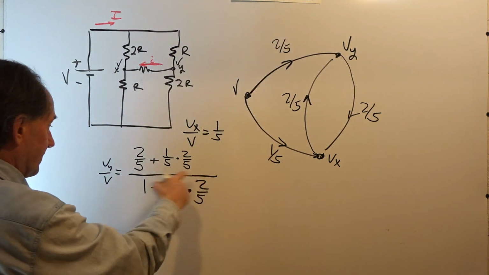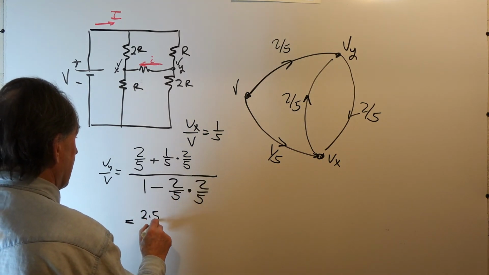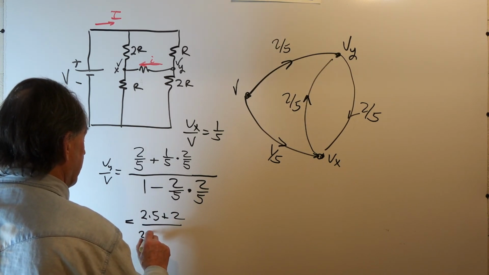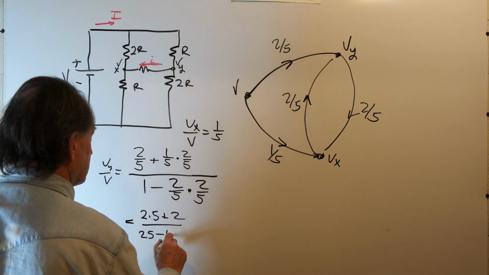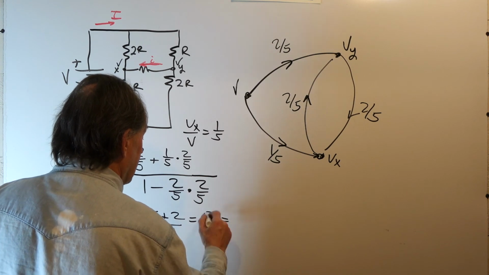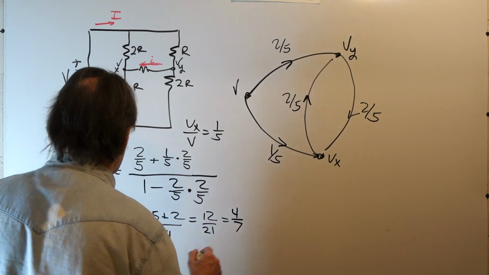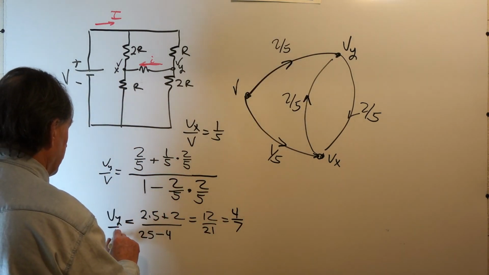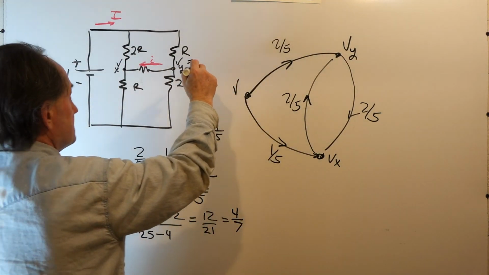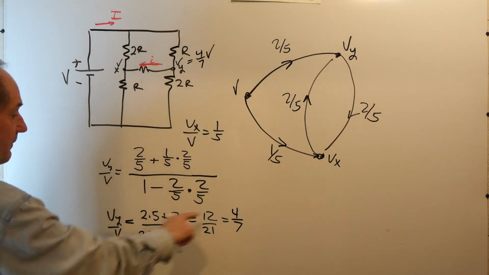So if we multiply numerator and denominator, say through by 25, we have 2 times 5 plus 2 over 25 minus 2 times 2, which is 4, or this is 12 over 21. Divide numerator and denominator by 3, we get 4 over 7. So that's Vy over V. So our Vy then is just 4/7 V if I multiply through by V.